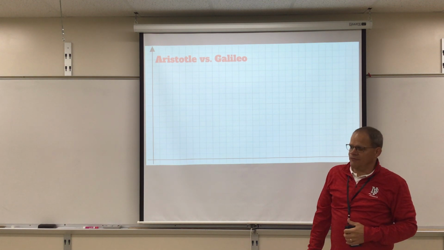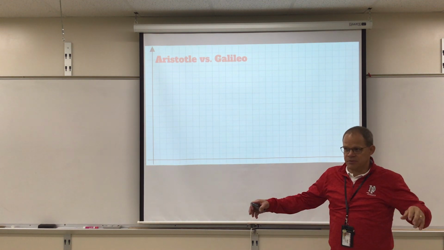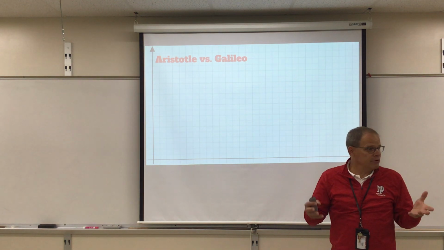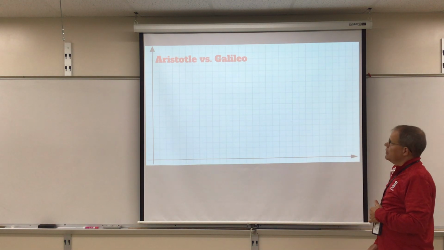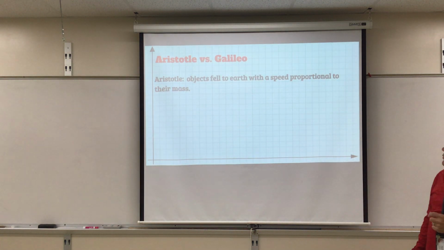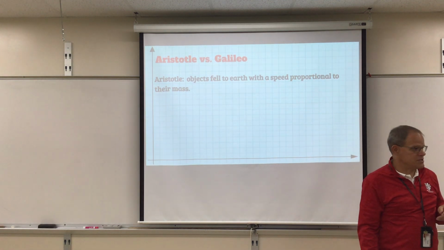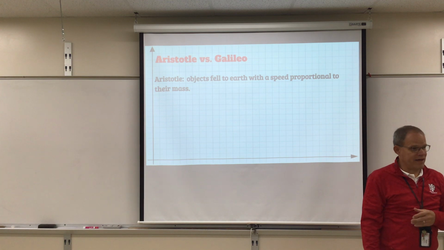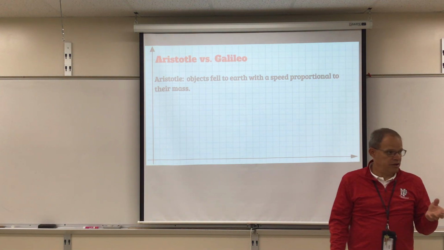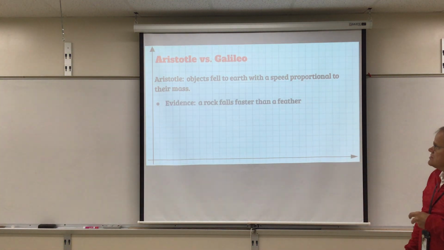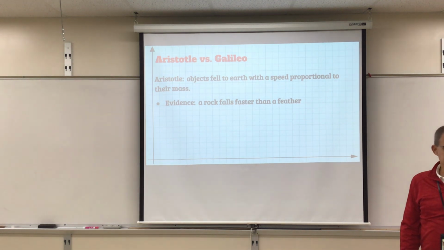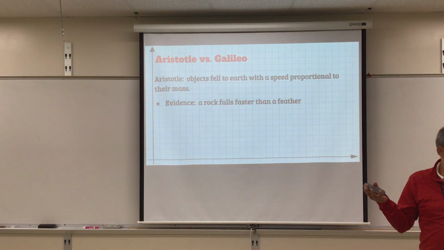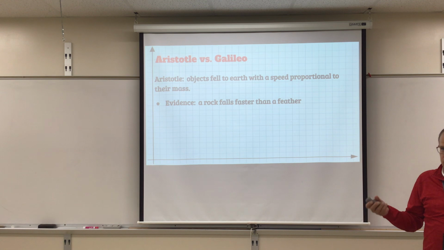Aristotle was an ancient Greek philosopher, a long time ago, before the birth of Christ. Galileo was a philosopher slash scientist in the beginning of the Renaissance, right? Aristotle claimed that objects fell to Earth with a speed proportional to their mass. So things that had more mass fell to the Earth faster. That's what Aristotle said, and everybody believed him. His evidence was that a rock falls faster than a feather. Makes sense, right?